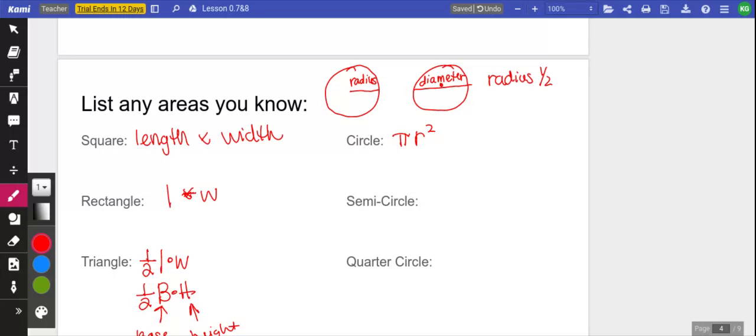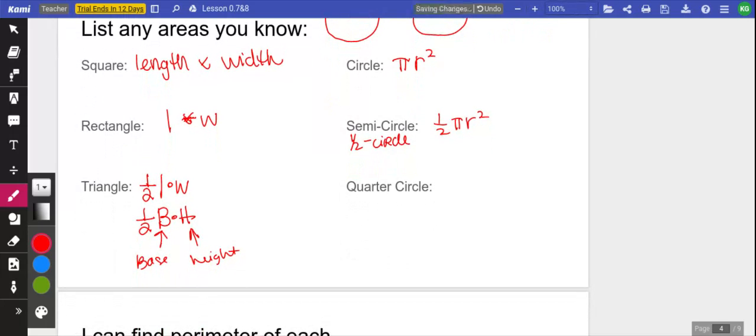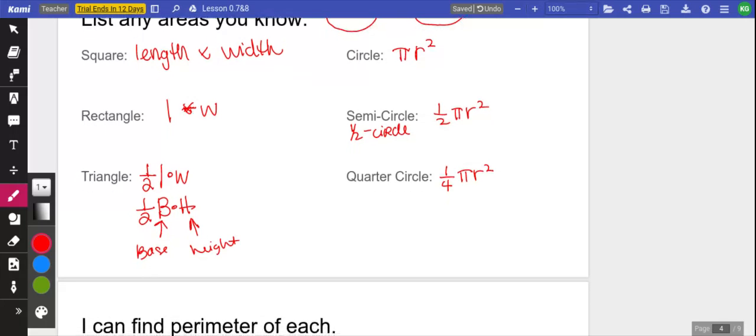For a semicircle, that means half a circle. So that one is 1/2 pi r squared. And you obviously know a quarter is a fourth, and so a quarter is 1/4 pi r squared.